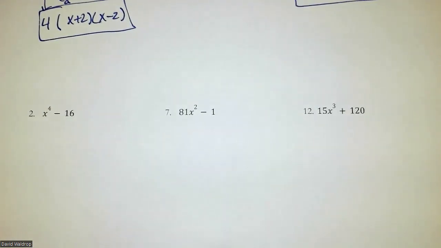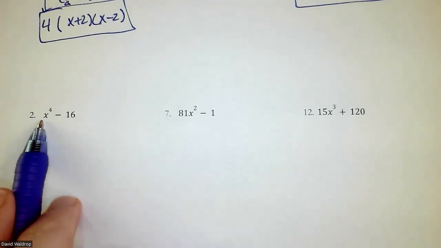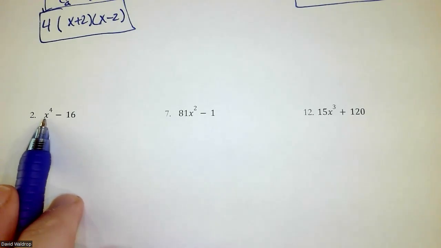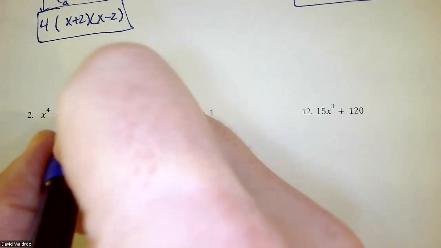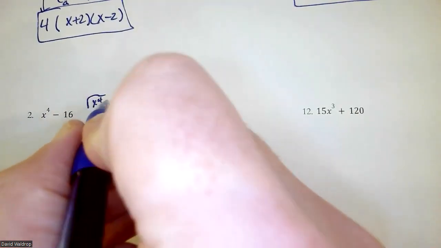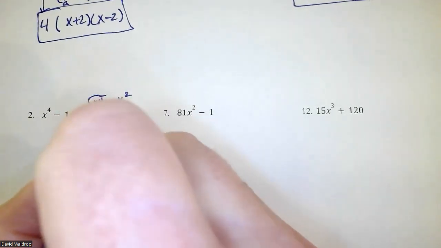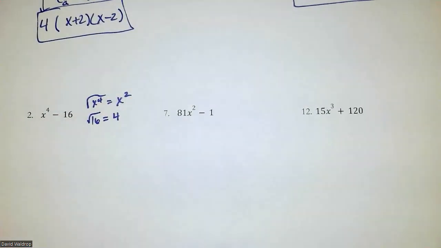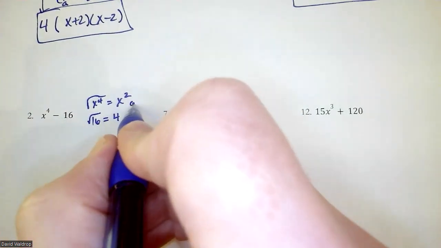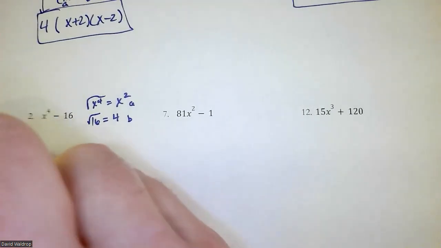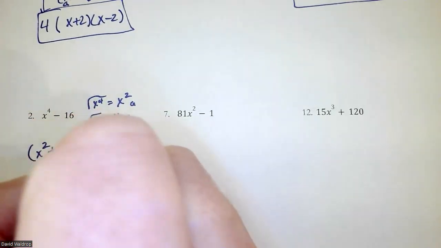All right. So let's look at this one. This one has x's. This one doesn't. So there's no GCF. The 1 and the 16, nothing I can take. All right. So can I take the square root of x to the 4th? Yes, I can. That's x squared. Can I take the square root of 16? Yes, I can. That's 4. So I'm going to use that in my formula. This is A. This is B. So this is going to be x squared plus 4 and x squared minus 4.